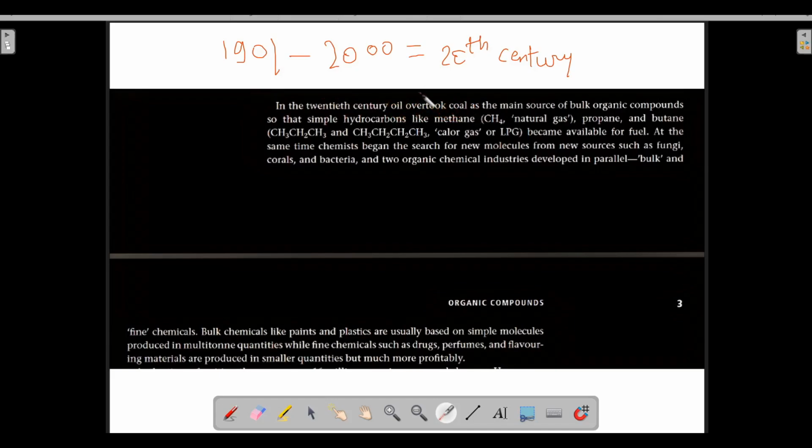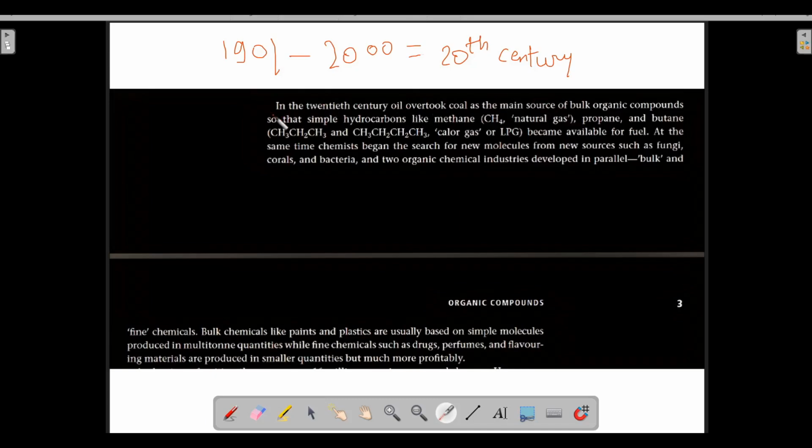Oil overtook coal. Instead of coal, now oil was being used. So oil overtook coal as the main source of bulk organic compounds. Oil means crude oil, petroleum. Prior to this period, coal was being used as the main source of bulk organic compounds. But from this period onwards, oil came to be used as the major source of bulk organic compounds.